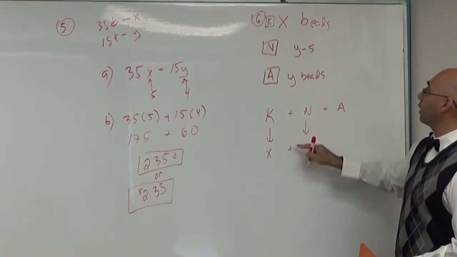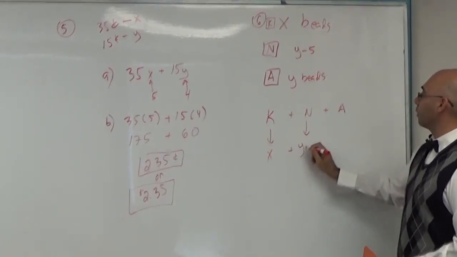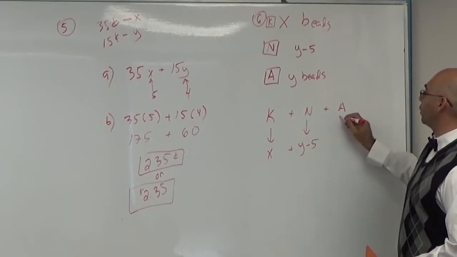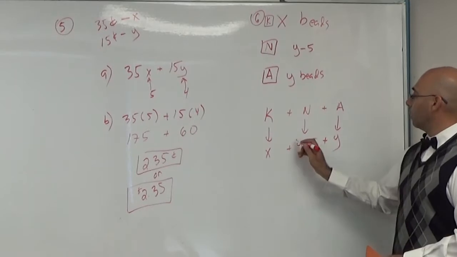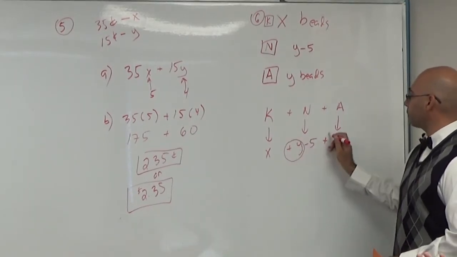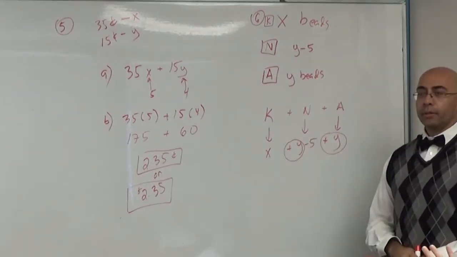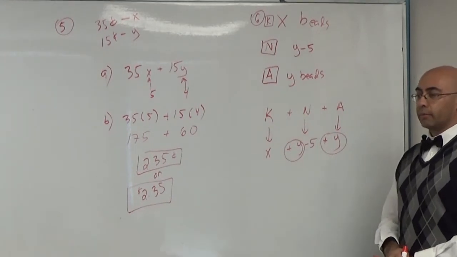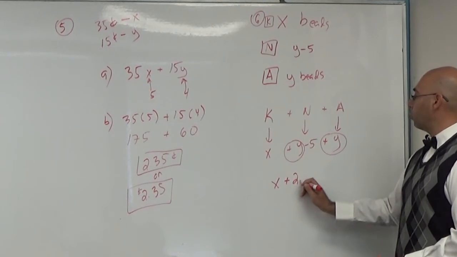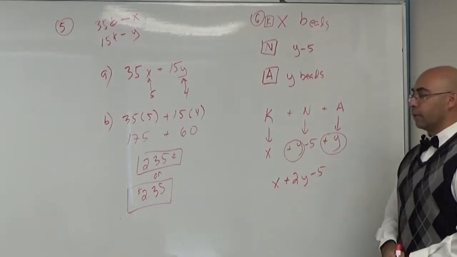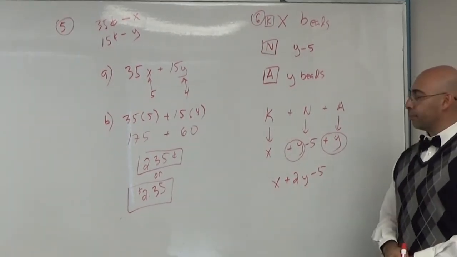We know Nathaniel is Y minus 5. And we know Angelica is Y. We have a y here, and we're adding another y there. So how many y's are there? 2. We got 2 y's. So you can rewrite this as x plus 2 y's minus 5. So that's another way you can write that.